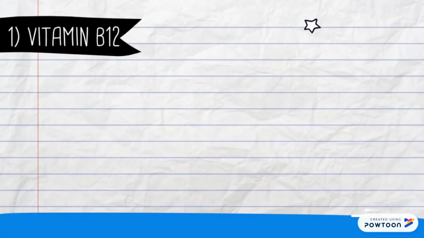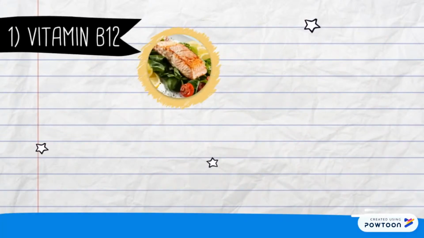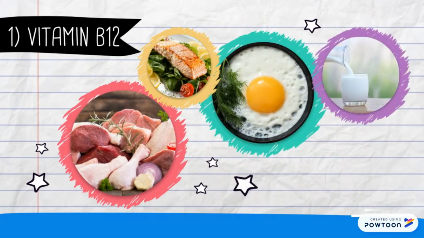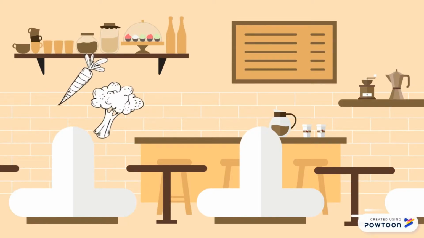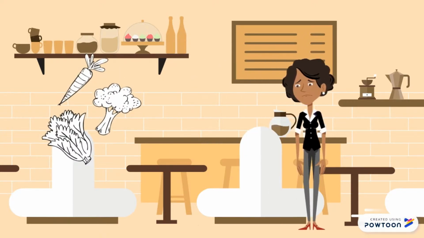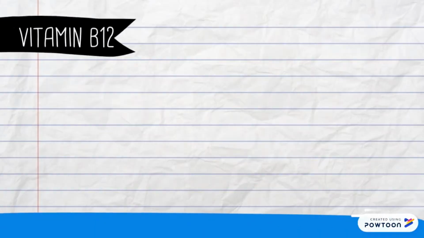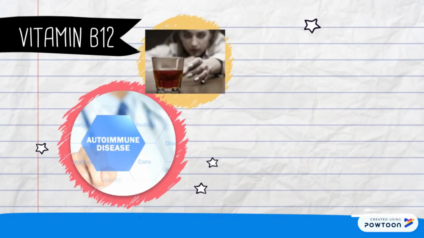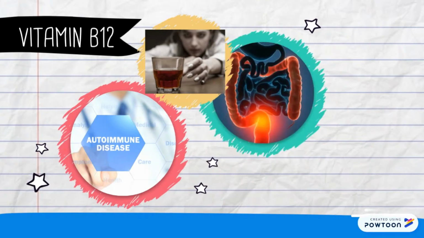Vitamin B12 is a nutrient found in some foods like fish, meat, eggs, and milk. However, people who love to eat vegetables, known as vegetarians, have more risk of vitamin B12 deficiency. In some cases, people may be unable to absorb the vitamin due to alcohol addiction, autoimmune disease, inflammatory bowel disease, and cancer.